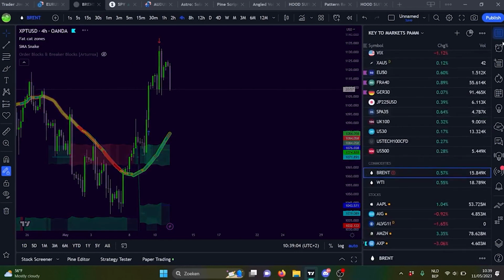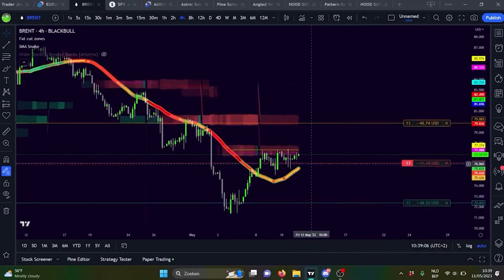Let's go to oil, let's have a look. It's still forming this triangle. Let's see which side it goes to. Probably waiting for the USD news, so let's just pray for it being in the right direction for us.